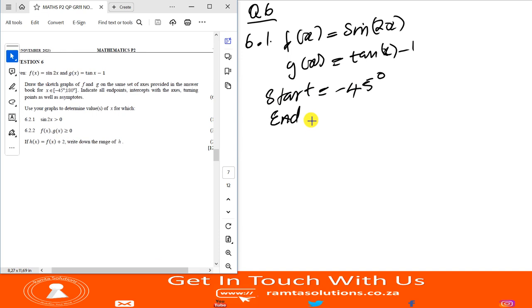Okay, your end will be 180. Now, what is your step? Your step, guys, this is sine 2x, so this must tell you that your step must be 90 divided by 2, which is 45. So your step is 45 degrees.